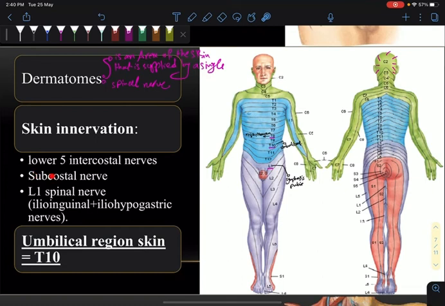Okay. Here, the skin of the abdomen is innervated by the lower 5 intercostal nerves, the nerves located in the intercostal spaces, the lower 5 ones. So the skin over the abdominal cavity is innervated by the lower 5 intercostal nerves and the subcostal nerve, which is the nerve under rib number 12, and the spinal nerve that originated from lumbar vertebra number 1.